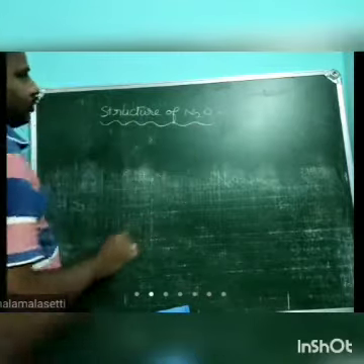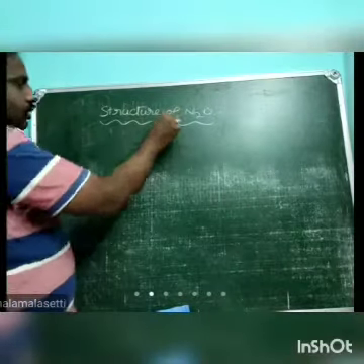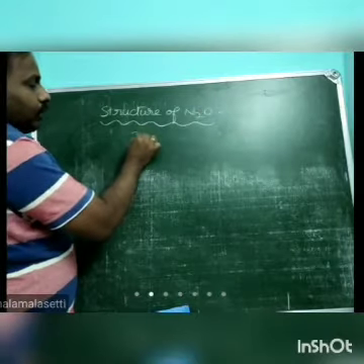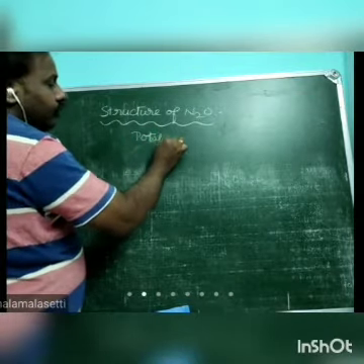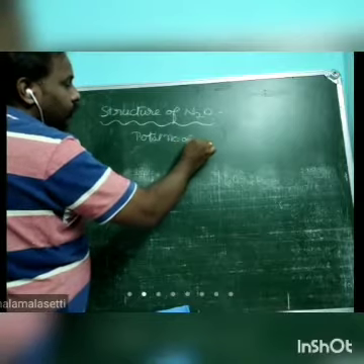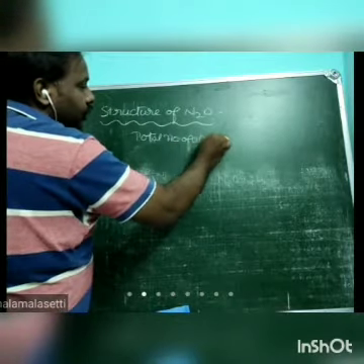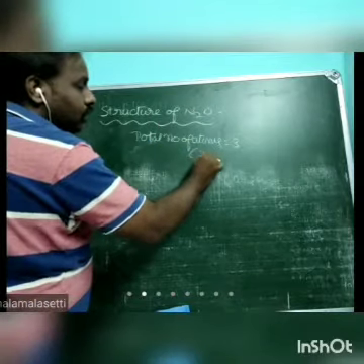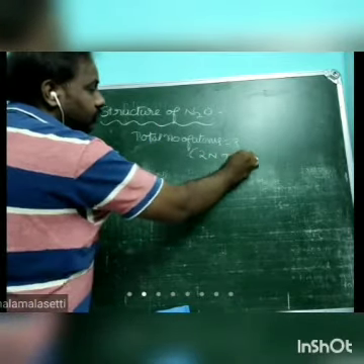Let us see how to draw the Lewis dot structure for N2O. Here, how many atoms are there? The total number of atoms is 3: 2 nitrogens and 1 oxygen.